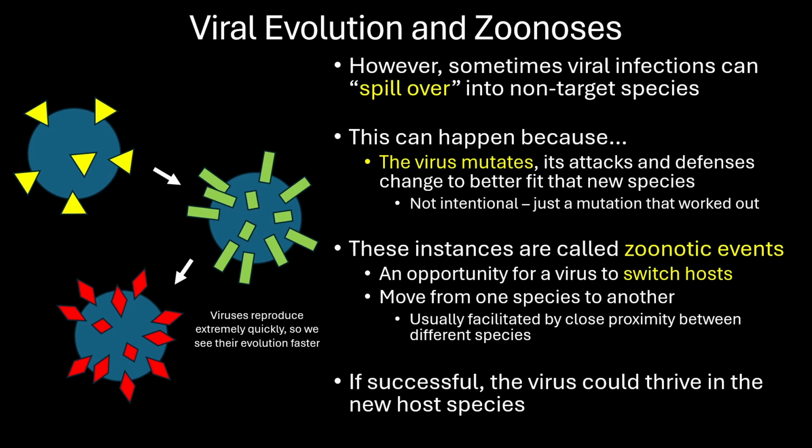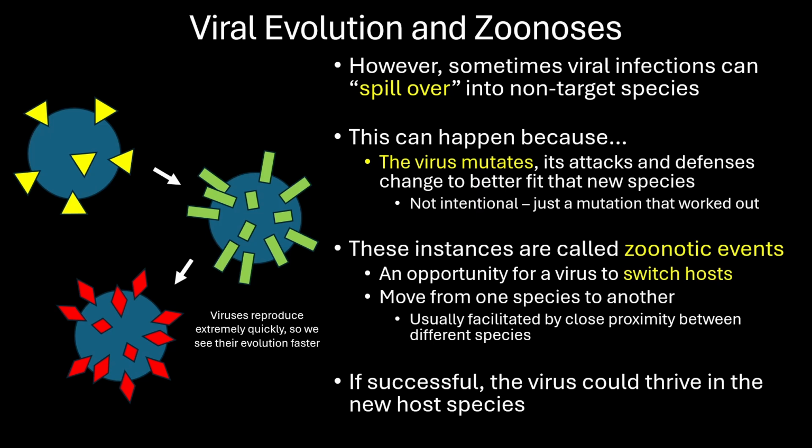These instances where viruses spill over into new hosts, these are what we call zoonotic events. Essentially, this is just an opportunity for a virus to switch hosts, to infect something new, moving from one species to another. Sometimes these zoonotic events aren't even successful, where the new host is very effective at fighting that virus off. But we still call these things zoonotic events because it's an instance of that virus infecting a new host that is not the target species.